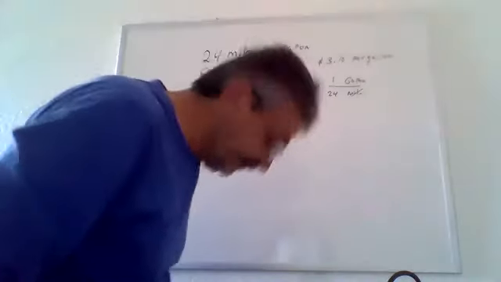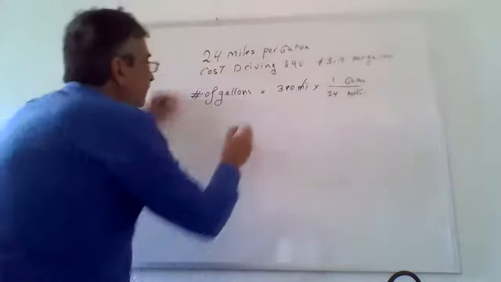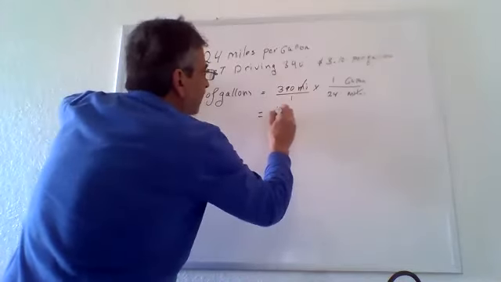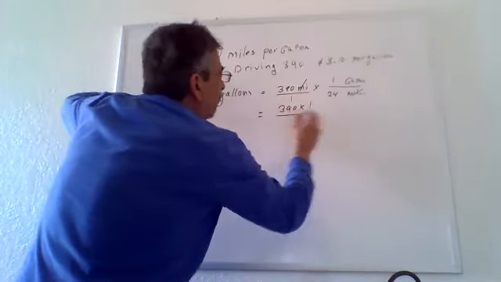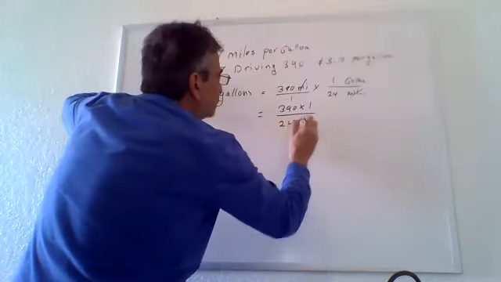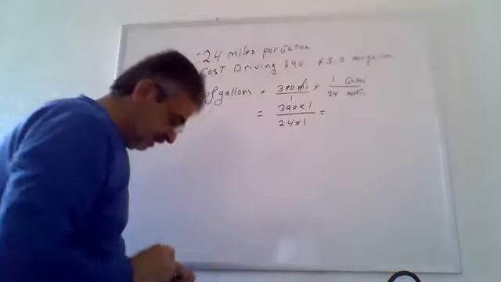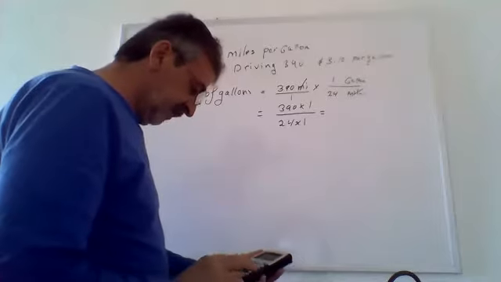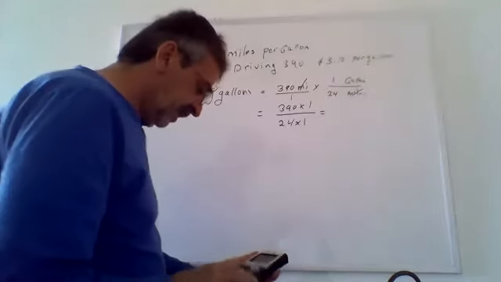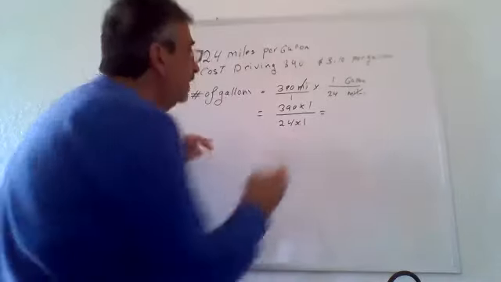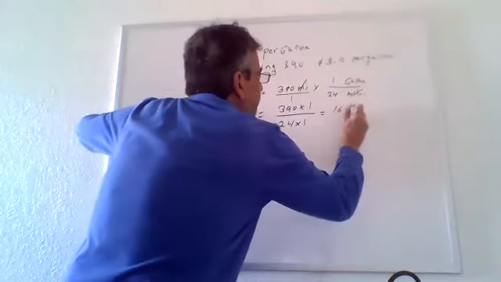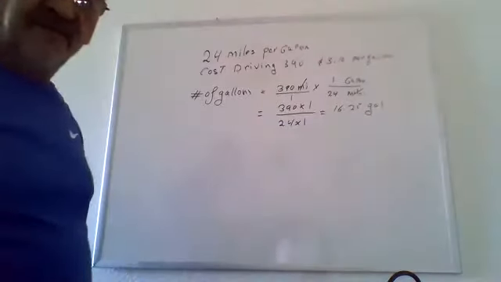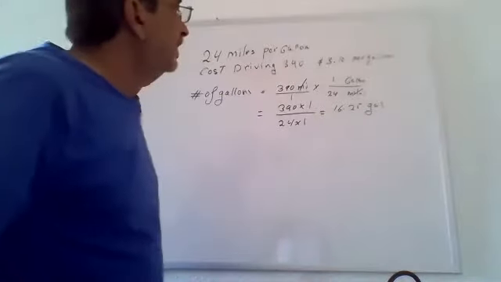So far, so good? All right. So that is going to equal 390 times 1 over 24, which, using the calculator, is 390 divided by 24, which gives 16.25 gallons. So this is the number of gallons used to drive 390 miles.